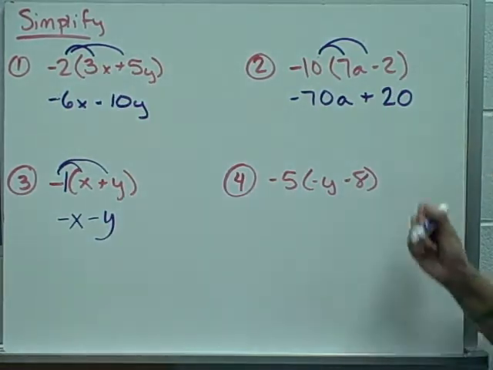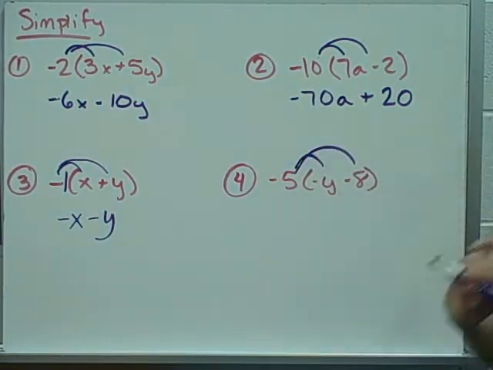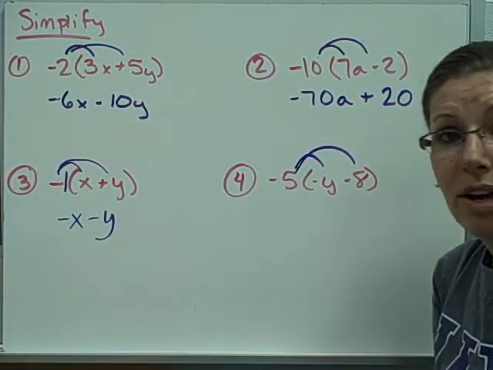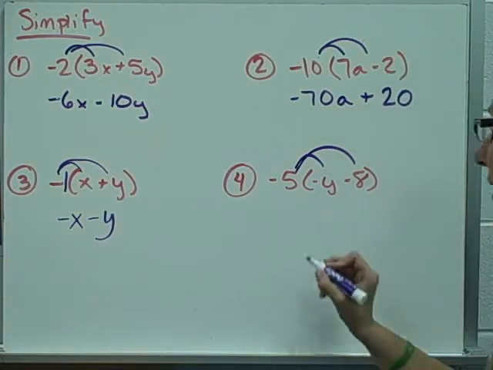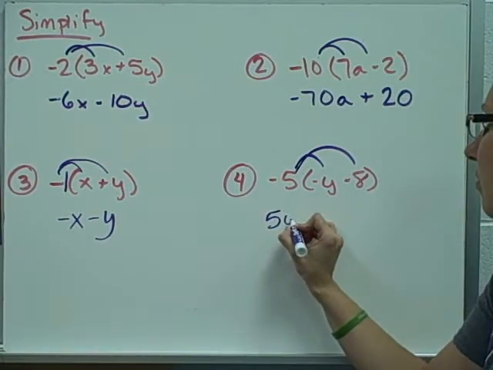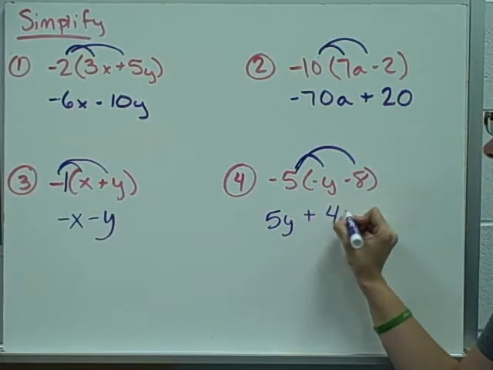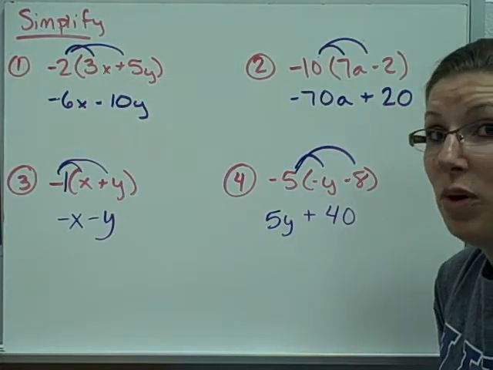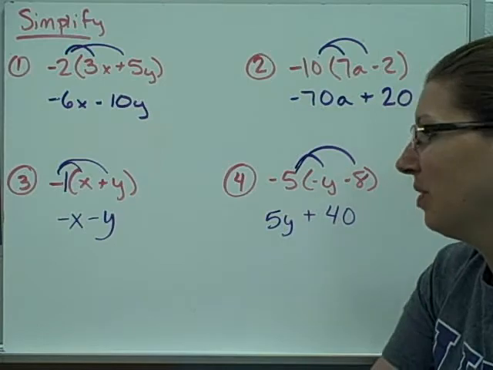And number 4, negative 5 times negative y, negative 5 times negative 8. Why don't you try this one out while I do it on the board? Did you get 5y plus 40? Hope so.